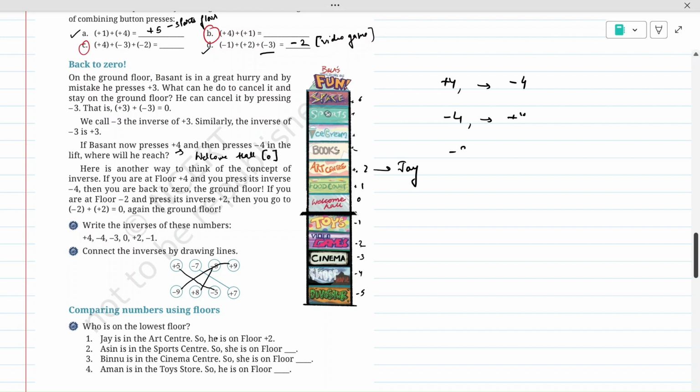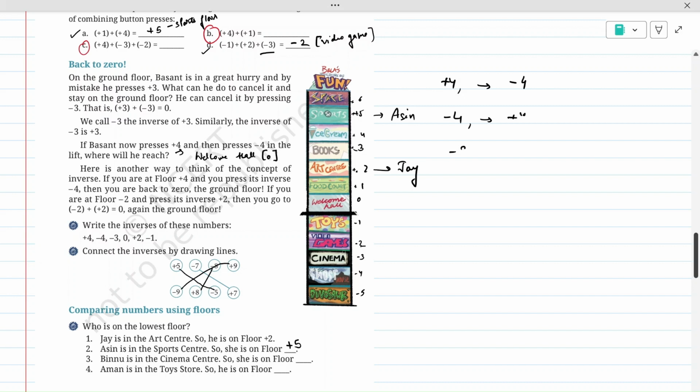Asin is in the sports center. This is +1, +2, +3, +4, +5. Here, Asin is on +5. Binu is in the cinema center. Okay, so I'm writing +5 here. Binu is in the cinema center.